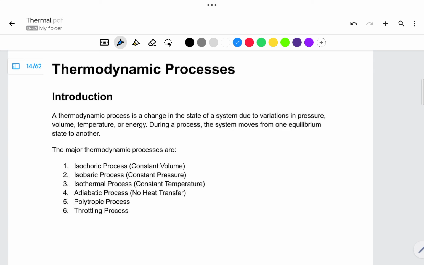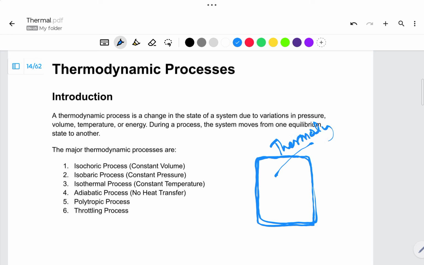First of all, we need to understand the thermodynamic system. If I consider some IC engine or a fridge, or wherever heat exchange or some heat-related process is taking place, then we can call that a thermodynamic system. So if I consider this as a refrigerator, then I can call it a thermodynamic system. Inside this, thermodynamic processes will be taking place.